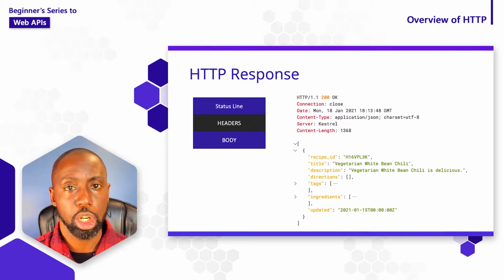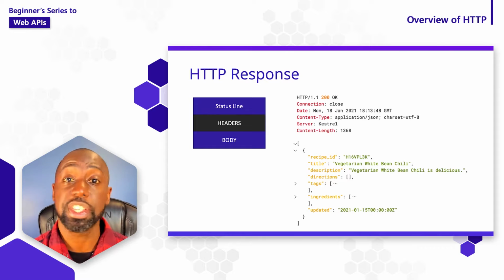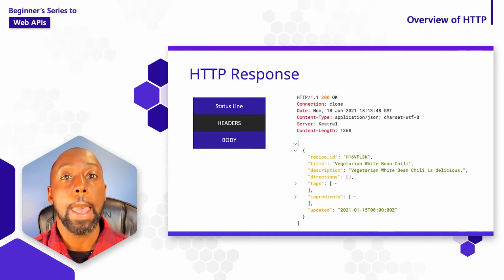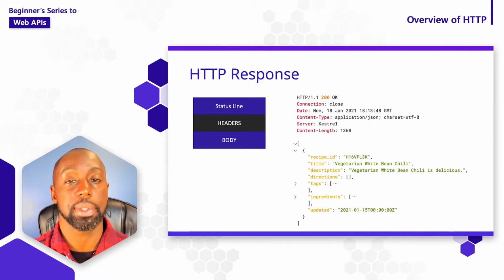Now we've gotten a good look at how HTTP allows us to send information between two places and how to compose requests and responses. In the next video, we're going to learn how to create our first web API using ASP.NET Core.